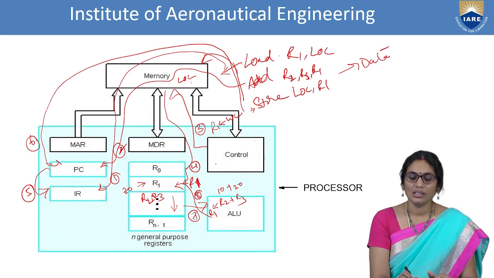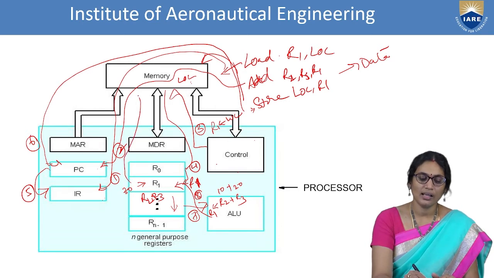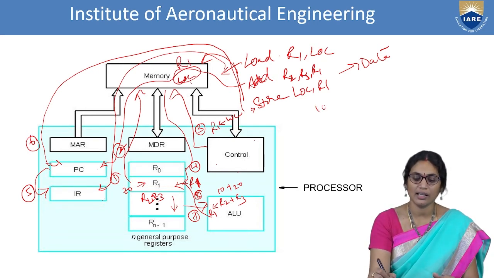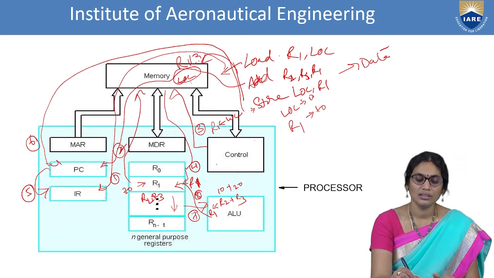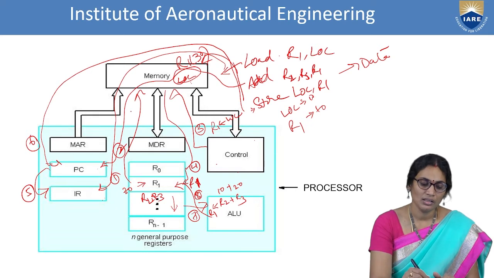Now the control unit will again initiate memory to redirect the data. So R1 will be redirected to memory and LOC will change its value to the new value of R1. For example, initially the LOC value is 10. Now this will be changed to the new value of R1, that is 30. So this will be my ninth step.